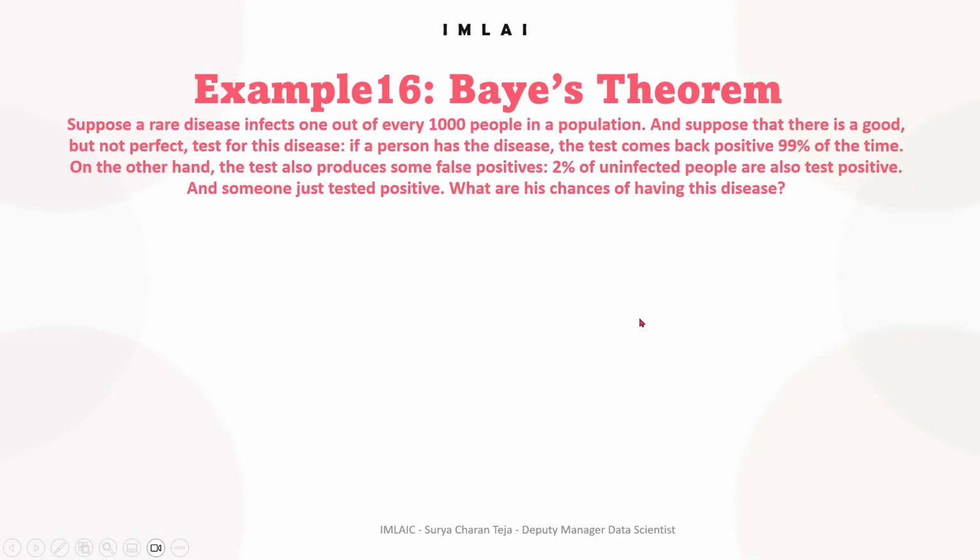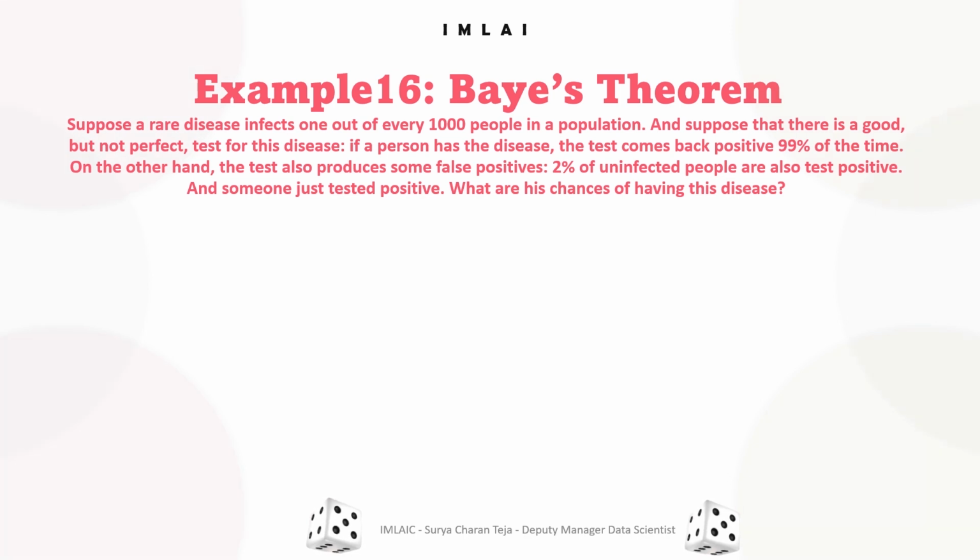Now let's see one more example. Suppose a rare disease infects 1 out of every 1,000 people in a population. Okay, 1 out of every 1,000. That's fine. And suppose that there is a good but not perfect test for this disease.